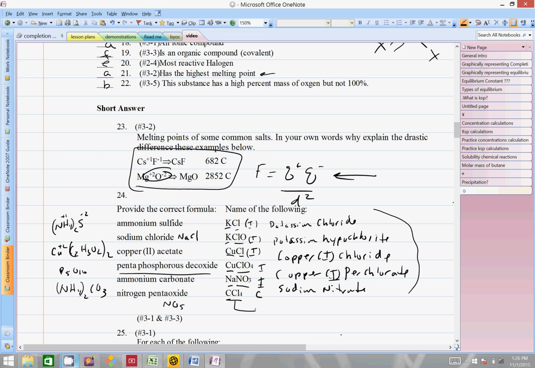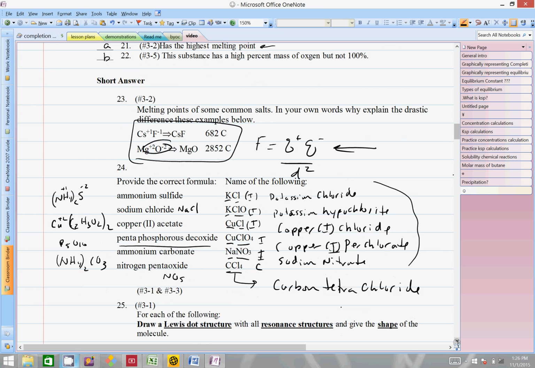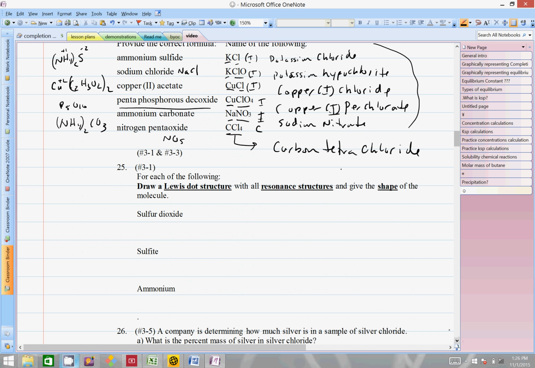This guy is covalent, gives quantities. Carbon tetrachloride. Okay, sulfur dioxide, SO2. We got 6 times 3 is 18 electrons. Sulfur, oxygen, oxygen. 2, 4, 6, 8, 10, 12, 14, 16, 18.